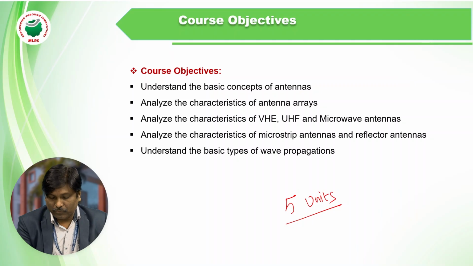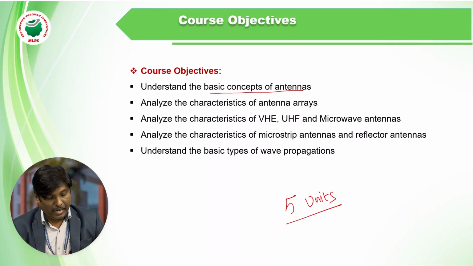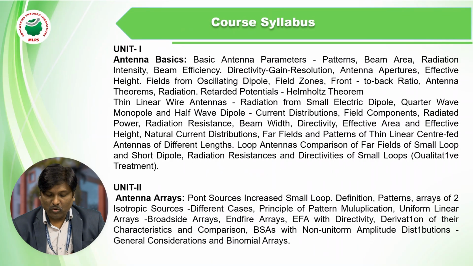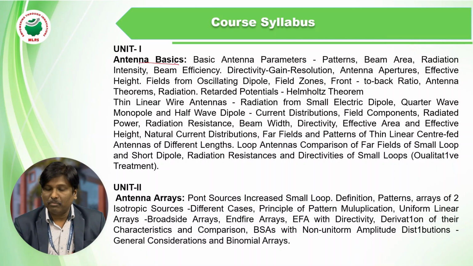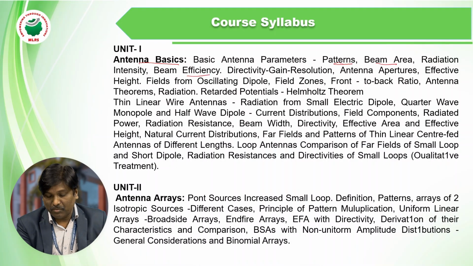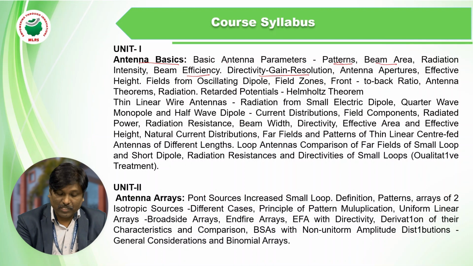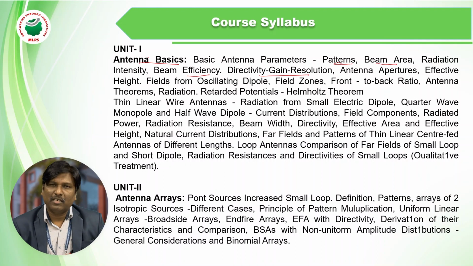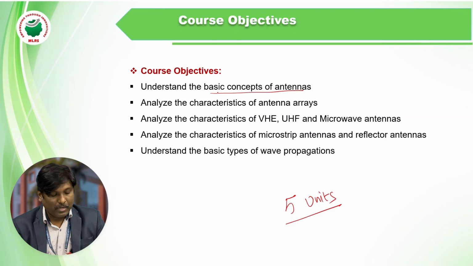The first objective for this AWP subject is to understand the basic concepts of antennas. Now I move on to the syllabus. Unit 1 is named antenna basics. The basics are patterns, that is the radiation pattern, beam area, radiation intensity, beam efficiency, directivity, gain, resolution, and all the things which relate to antenna basics. So that is in my objective, understand the basic concepts of antennas.